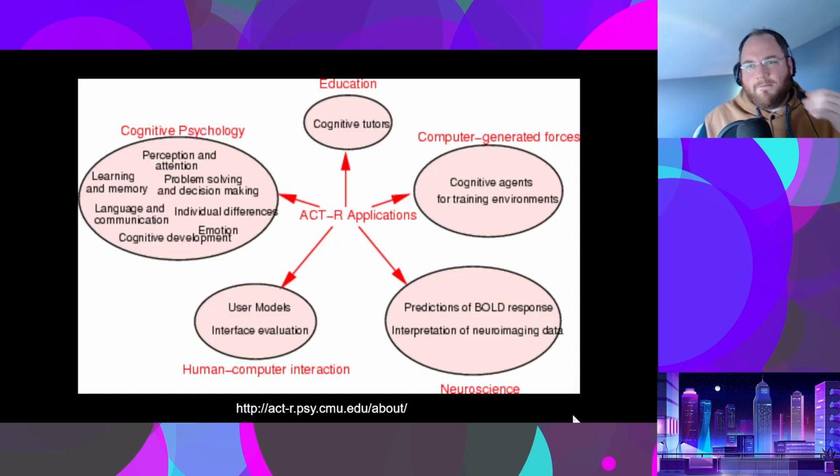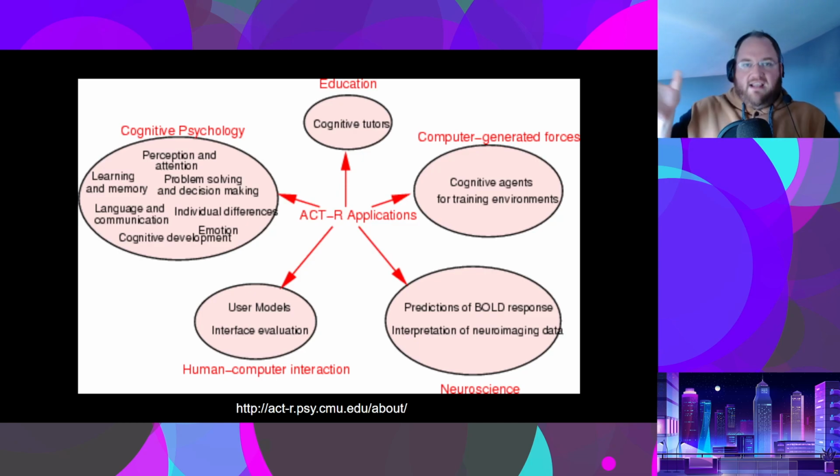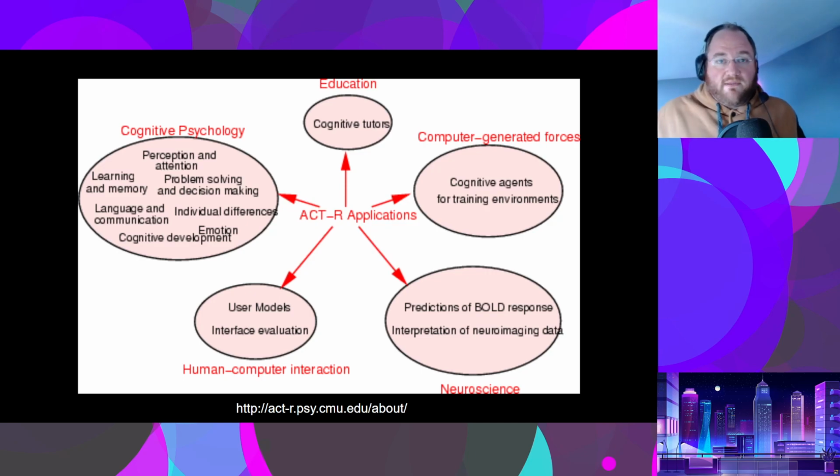ACT-R is used in education. This was the original use case for it. It can help you build cognitive agents if you're trying to set up training, right? So if you're trying to set up a system where you want things to behave in humanish ways, you can use it in evaluating your interfaces. You can use it in psych, of course, because it makes all these scientific predictions that we want to evaluate.